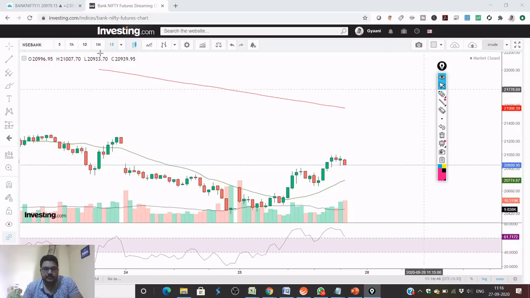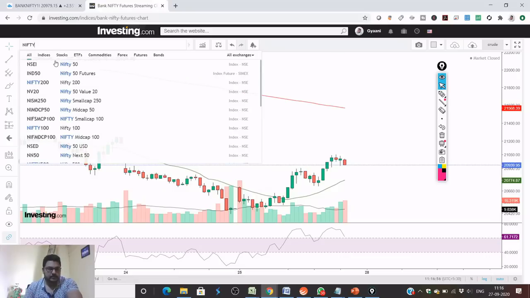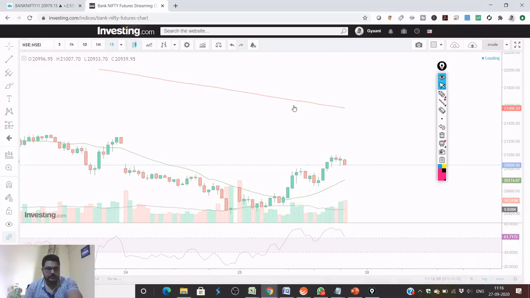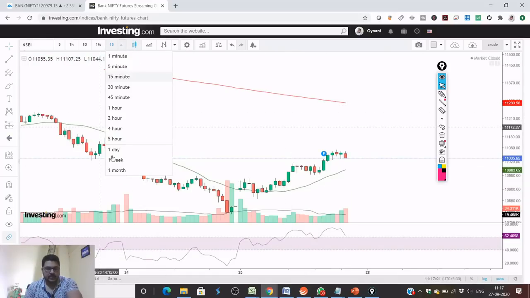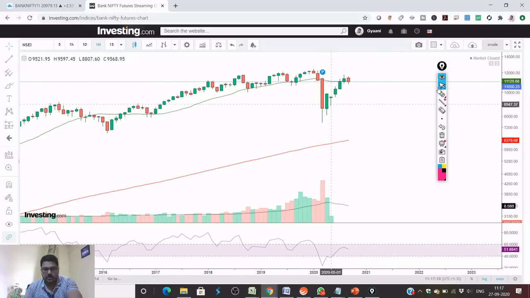Now let's look at Nifty. Nifty on a monthly time frame is really bullish. It has crossed all the levels and it is sustaining above this. If you see, compared to Bank Nifty, it is in a very good bullish trend. So it's not a worry for us on Nifty. On Nifty, you can always make bullish positions and it can give you good results.